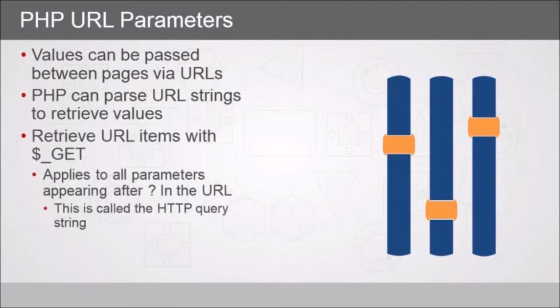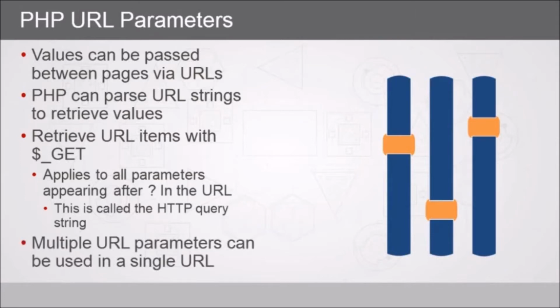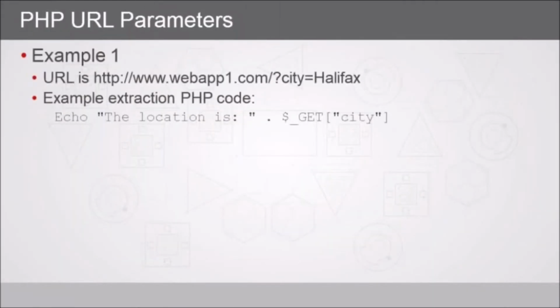PHP can then parse URL strings to retrieve values that were passed in the URL line. We retrieve URL items using the $_GET variable. This applies to all parameters that appear after the question mark within the URL, and it's also called the HTTP query string. We can also have multiple URL parameters within a single URL, and we can just parse each item out as we need it.